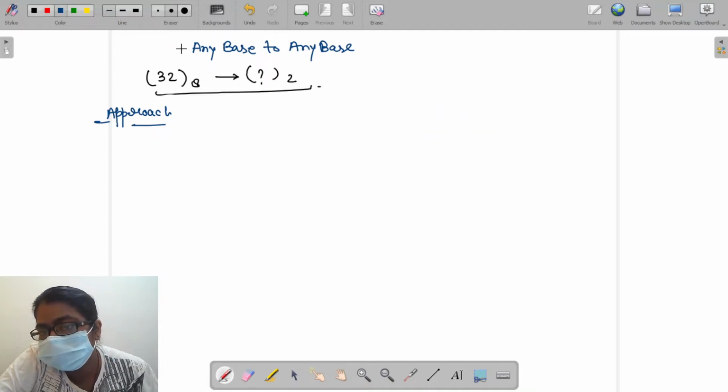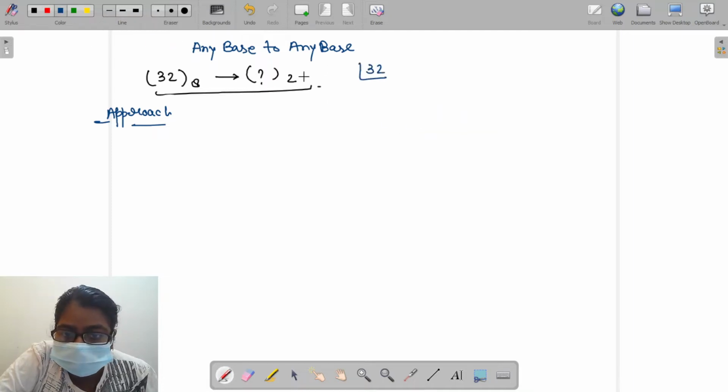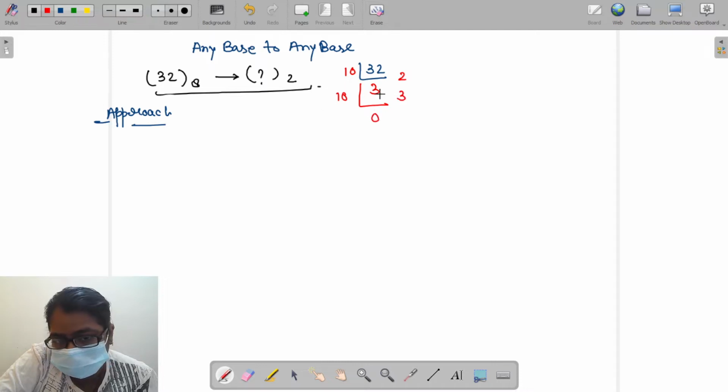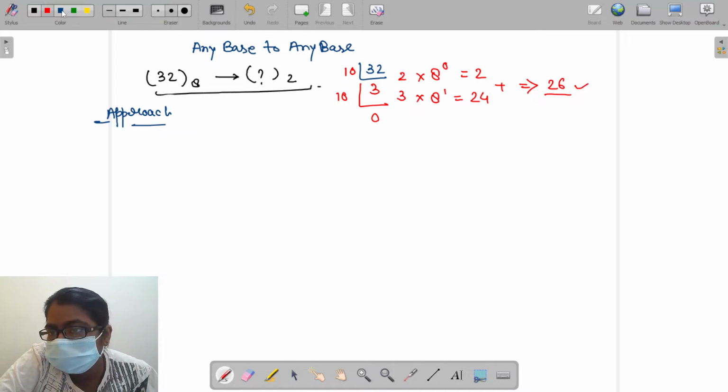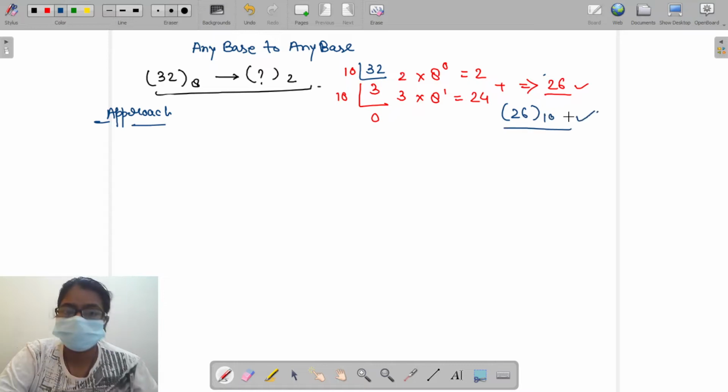Now let's convert it manually. 32 is an octal number, so we have to convert it to decimal first. Divided by 10, it goes 3 times, remainder is 2. By 10 it goes 0 times, remainder is 3. Then multiply by 8 to the power 0 and 8 to the power 1: here it will be 2, here it will be 24. Adding both in decimal form, it is equal to 26.